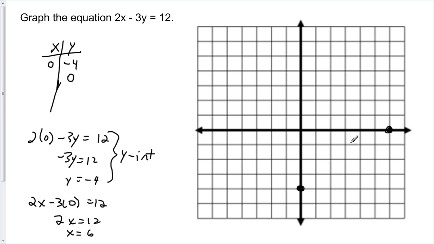So now we know what the graph of this equation looks like because we know it's a line. So we have 2 points, and that's really all we need, assuming we didn't make any mistakes. It's very sloppy, but you get the idea.